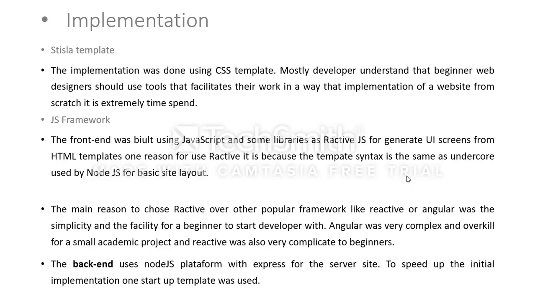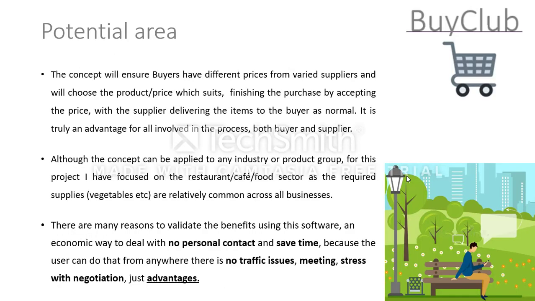For implementation of this website, I used the Isila template because it's a very good way for beginners, because you don't need to start each window from scratch. That's a lot of work to do. JS frameworks. The front end was built using JavaScript and some libraries, such as Reactive JS to generate the user interface screens from HTML templates. One reason to use Reactive was because the template syntax is the same as the core used by Node.js for basic site layout. The backend uses the Node.js platform with Express for the server side. To speed up the initial implementation, a startup template was used.